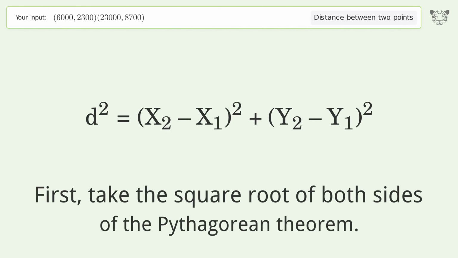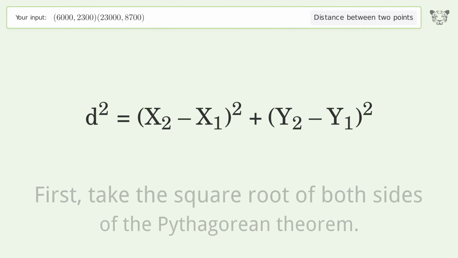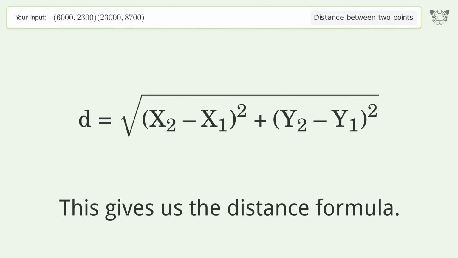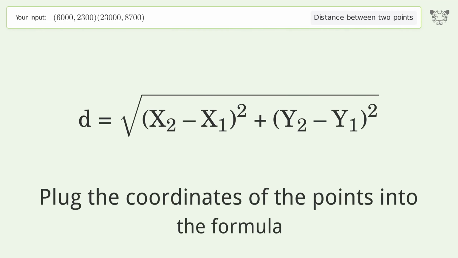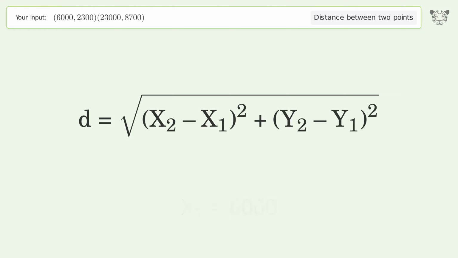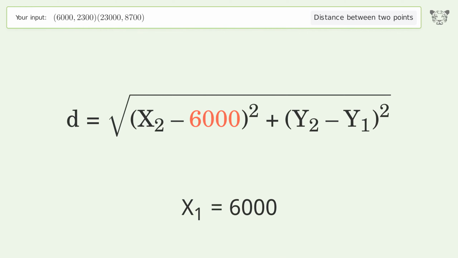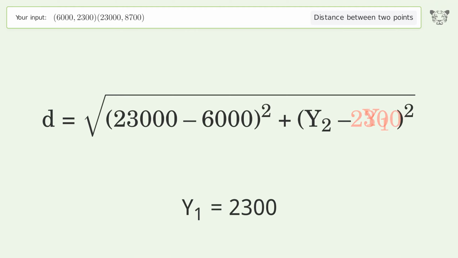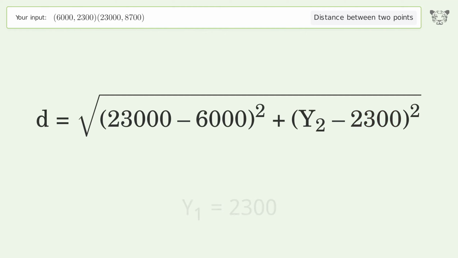First, take the square root of both sides of the Pythagorean theorem. This gives us the distance formula. Plug the coordinates of the points into the formula. x1 equals 6,000. x2 equals 23,000. y1 equals 2,300. y2 equals 8,700.